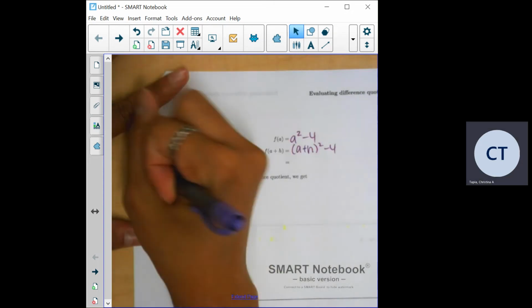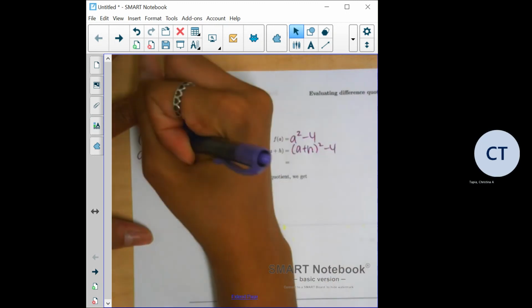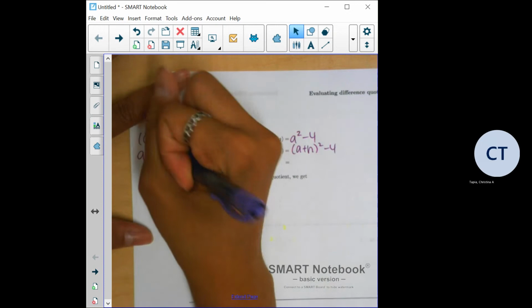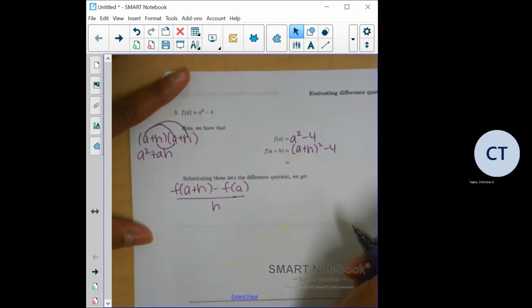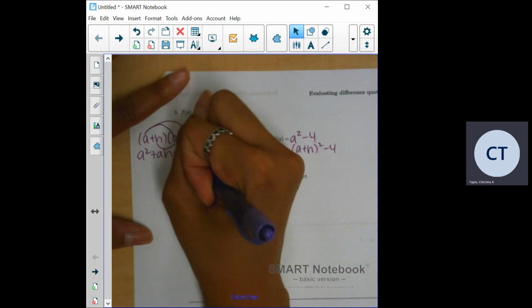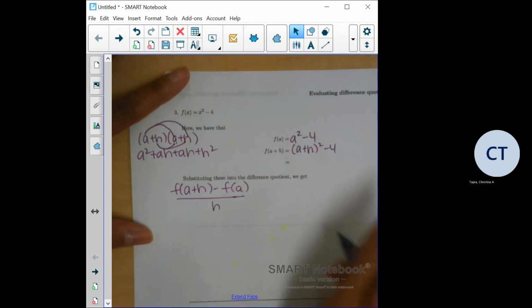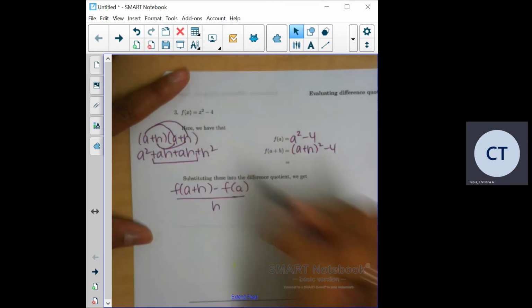All right, so let's distribute. We're going to do a times a, which is a squared, a times h, which is ah, h times a. Is that the same thing as ah? Yeah, it's just being multiplied. And then h times h is h squared. If you were to combine both of these terms, what would you get?